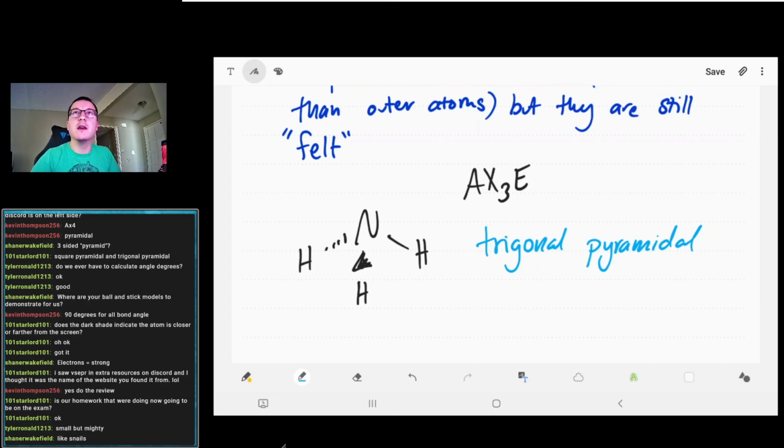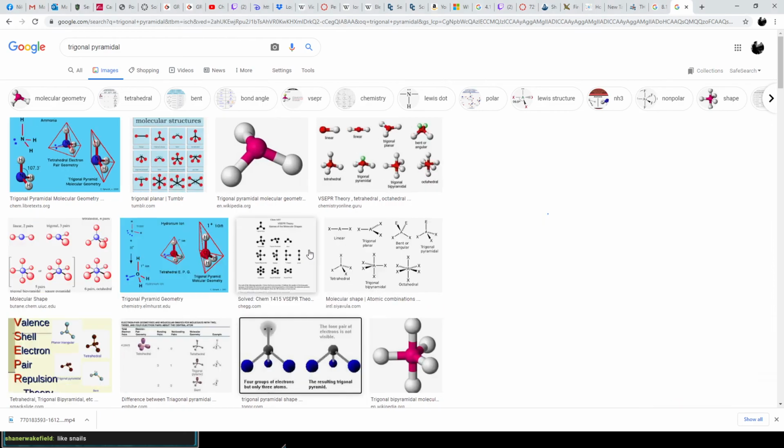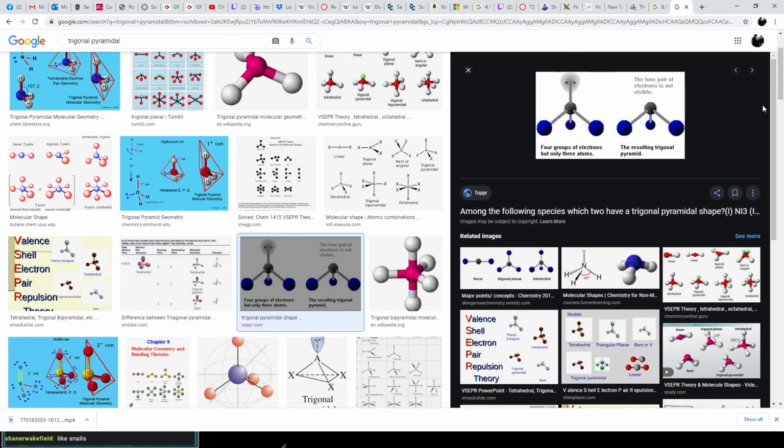So let me pull up the Google. And so here we go. Let's see if we can find some lovely... aha! This very crude drawing is exactly what I'm looking for. So if we draw it like a tetrahedron, here we go. We have them pointing down and going in the back. If we pretend the lone pair isn't there, we look at what's left over, and that is a triangular pyramid.